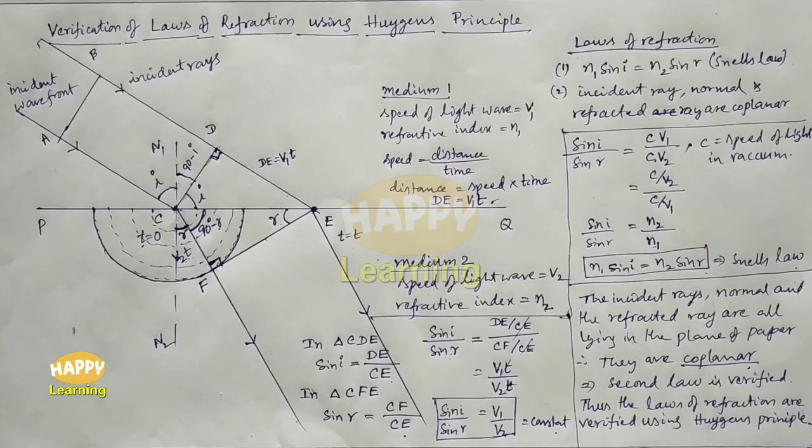Okay. So, in the first case, we have verified the laws of reflection. Now, we have verified the laws of refraction. This is how Huygens wave theory, using his Huygens principle, successfully explained the reflection and refraction. Okay, right.